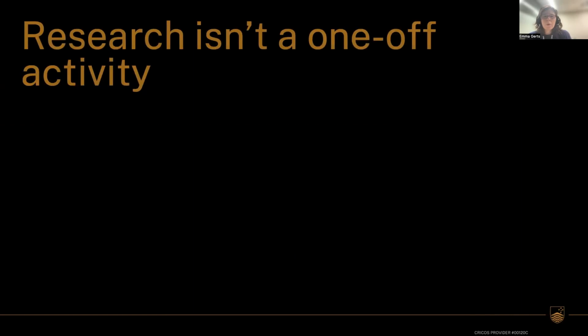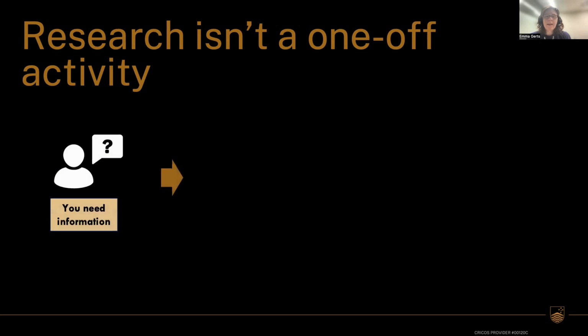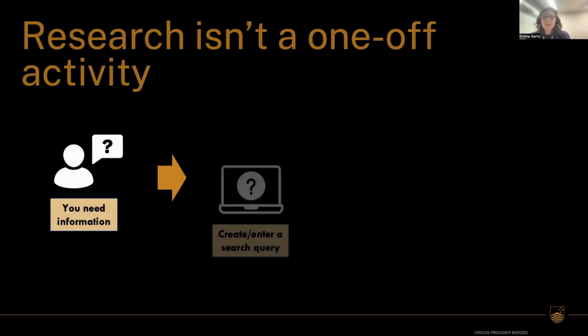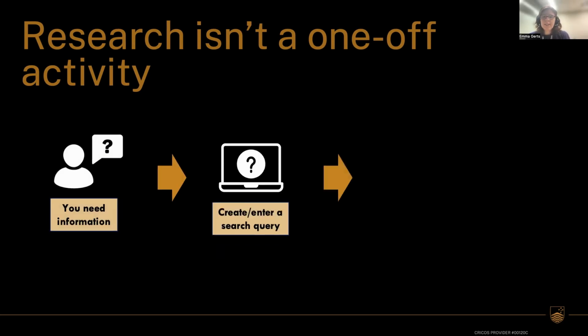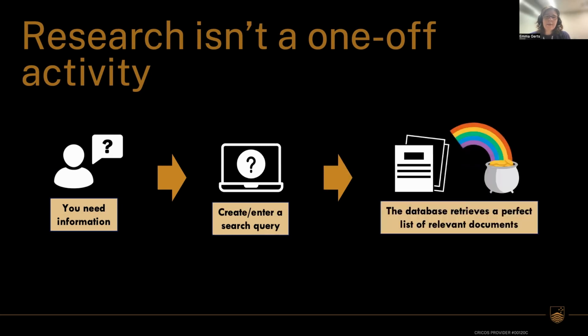So what do we mean by the research process? Well, it tends to be really easy, specifically these days because of Google, to fall into the trap that research is a linear process. So that means that you have a need for information, you create your search strategy, and the database retrieves a perfect list of relevant documents for you. Unfortunately, research doesn't actually work like this, and that's why we call it a process.